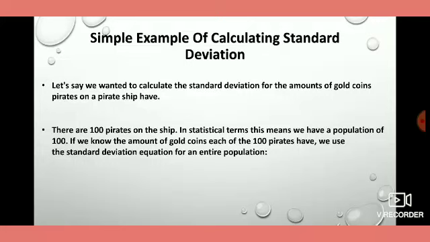Okay, so we have a simple example of calculating standard deviation. Let's say we wanted to calculate the standard deviation for the amounts of gold coins pyramids on a pyramid ship have. There are 100 pyramids on the ship. In statistical terms, this means we have a population of 100. If we know the amount of gold coins each of the 100 pyramids have, we use the standard deviation equation for an entire population.